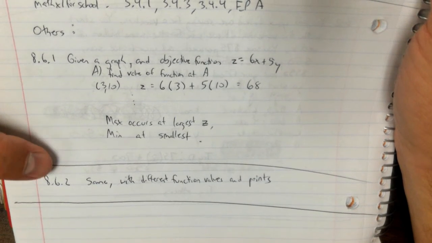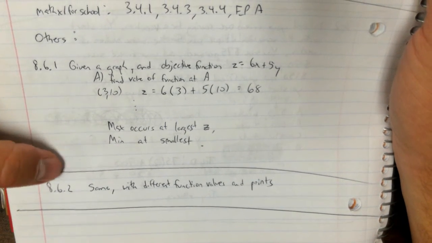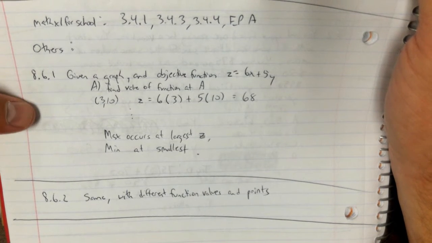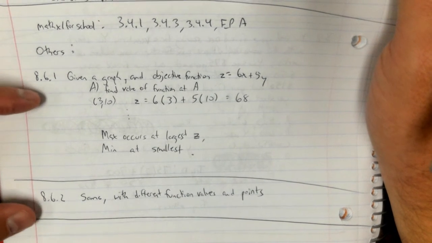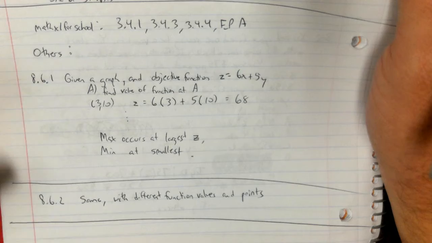On the next one, it's the same thing with different function values and points. So those two are alike. By the way, these probably will show up on your review for your test for anybody.